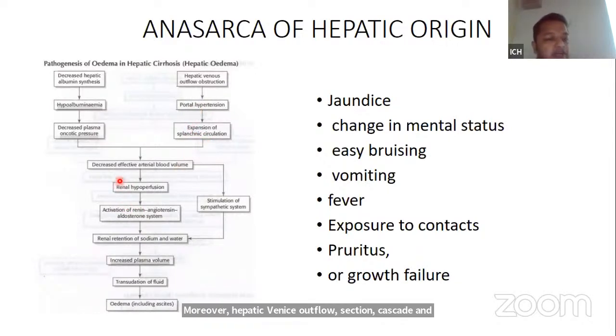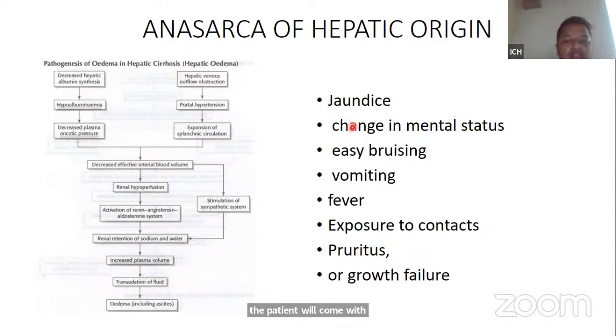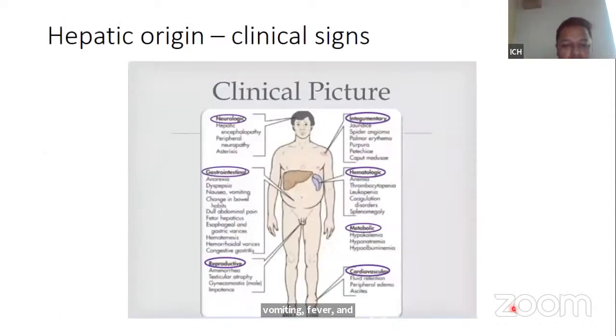So there will be decreased effective arterial blood volume causing renal hypoperfusion. Renal hypoperfusion will again stimulate the RAS pathway, which will cause sodium and water retention, and it will result in anasarca. The patient will come with symptoms of jaundice, change in mental status, history of easy bruising, vomiting, fever, and pruritus. History of anorexia can also be there.